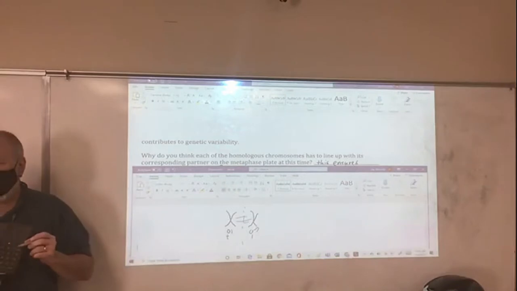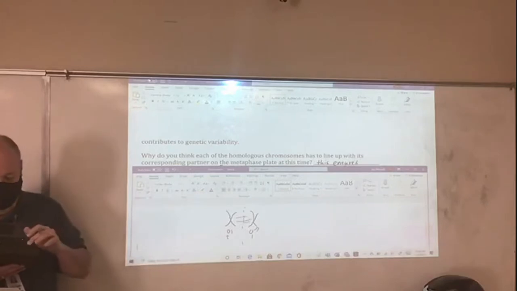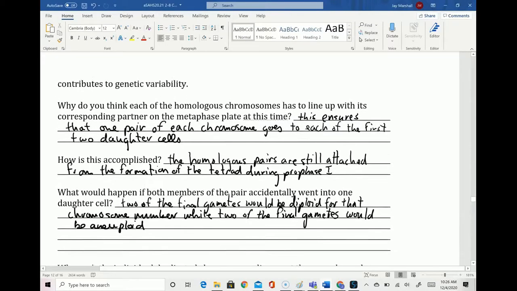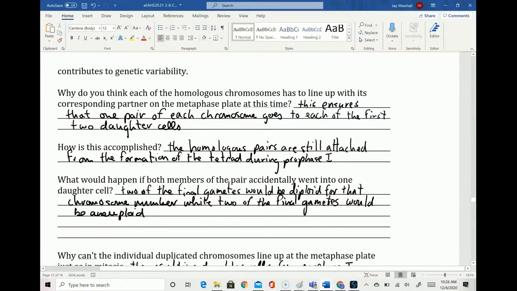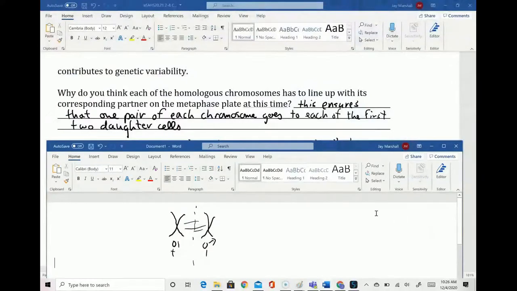Yeah. It ensures that the genetic material is evenly distributed. Okay, that's probably an even better way of saying it than I said it. That's more concise. I said this ensures that one pair of each chromosome goes to each of the first two daughter cells. But I like the way you said it as well. But since I've already written it, let's write this down. How did you say that again? That the genetic material is evenly distributed. Okay, that's the idea, right?